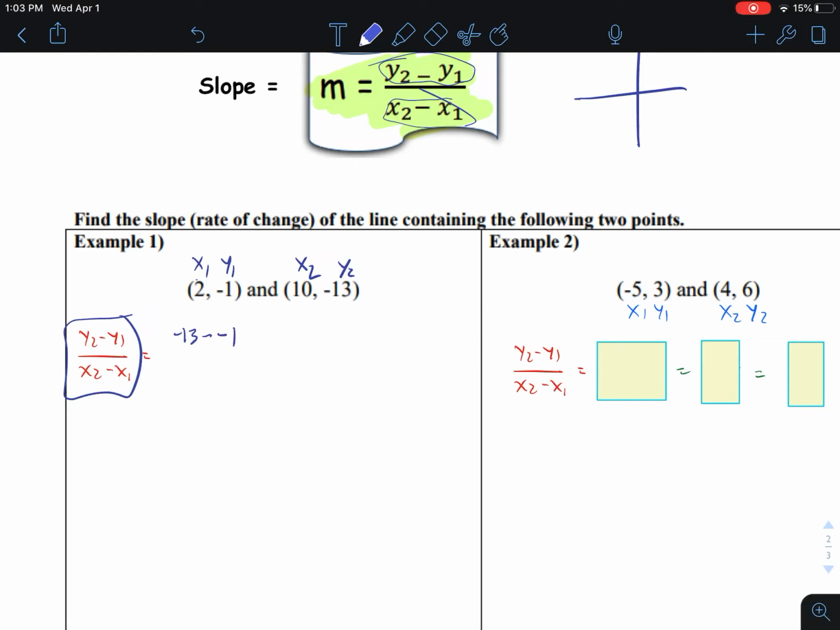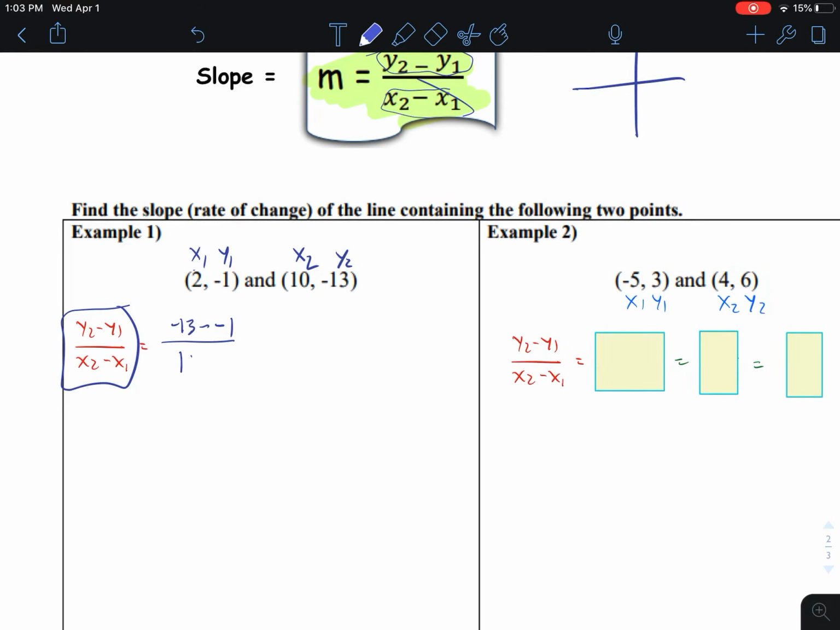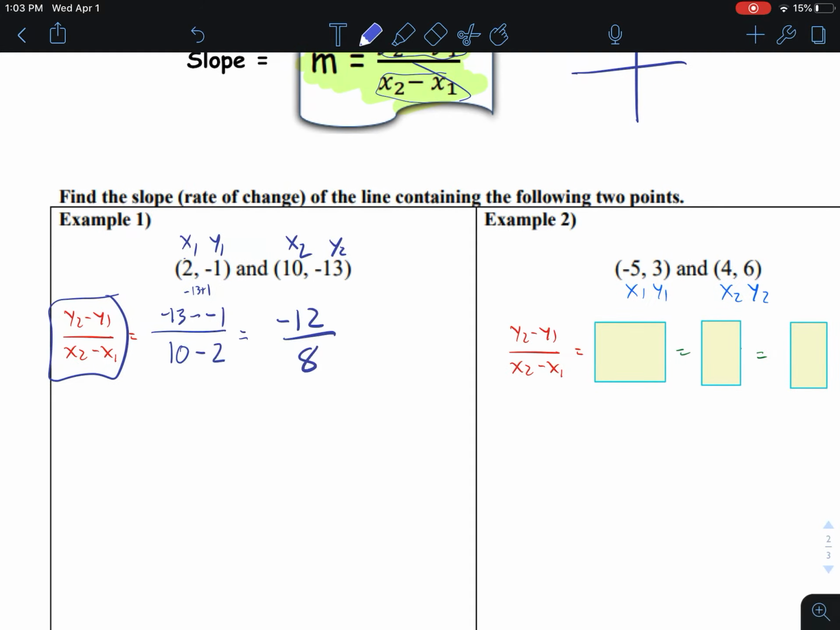a minus negative 1. Don't drop a negative just because you forget. And the denominator would be x2, which is 10, minus x1, which is 2. And then you simplify. Just go through it. This is actually negative 13 plus 1. That's negative 12. Divided by 10 minus 2 is 8. Cool. I could simplify that.